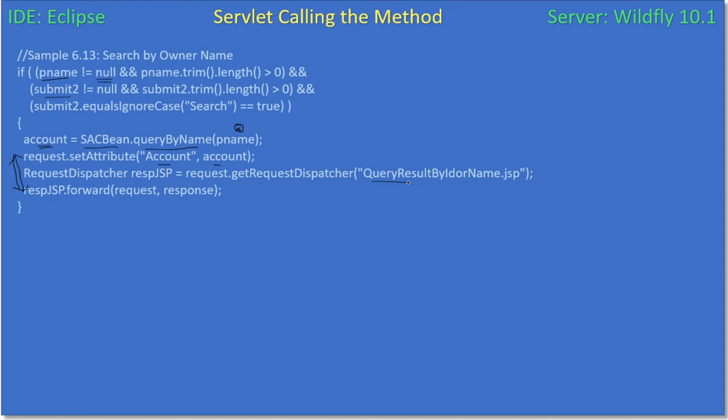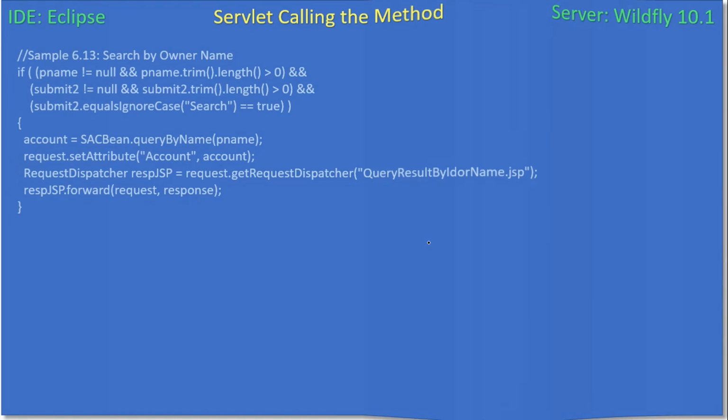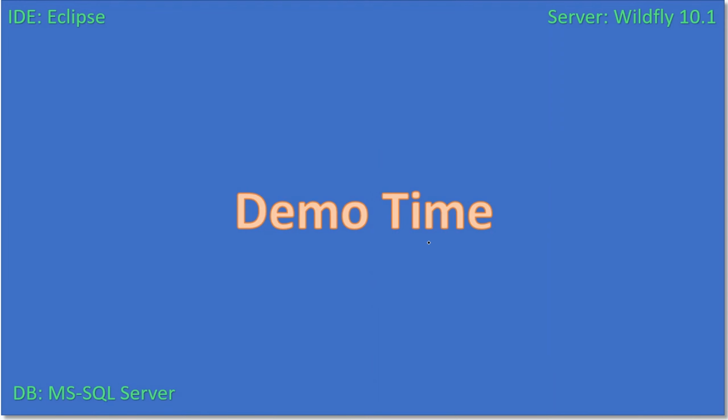Then we make use of our previously created JSP file, and we create a request dispatcher and delegate the request and response objects to this JSP file. We know that once this JSP file has a valid savings account under this attribute, it takes care of rendering the output. So that's all the code change required. Now it's demo time. We will start implementing searching the savings account by person name, or account holder's name.